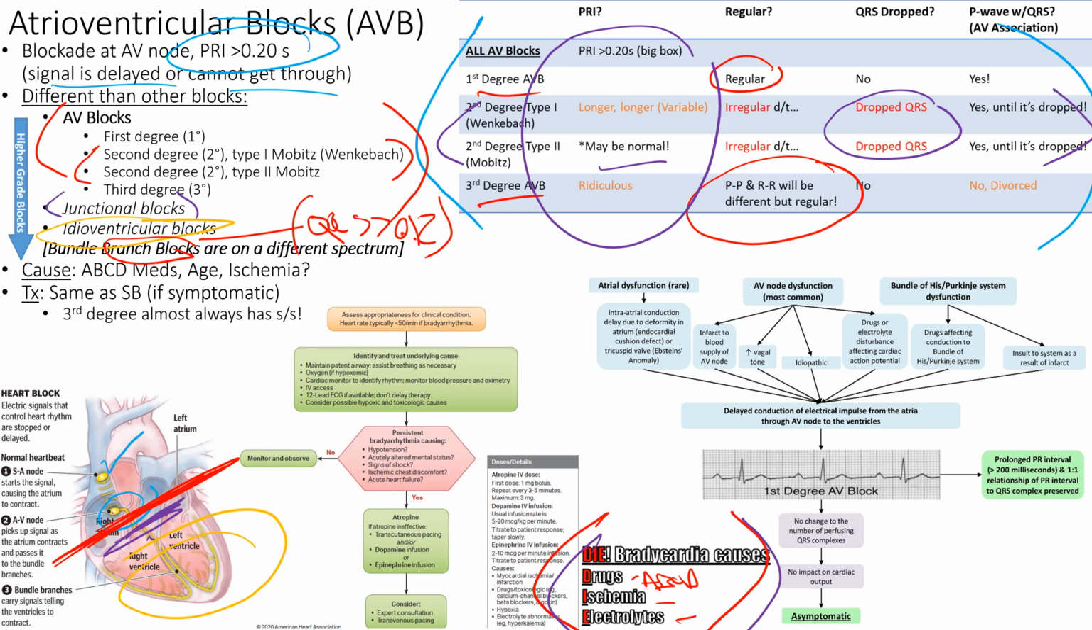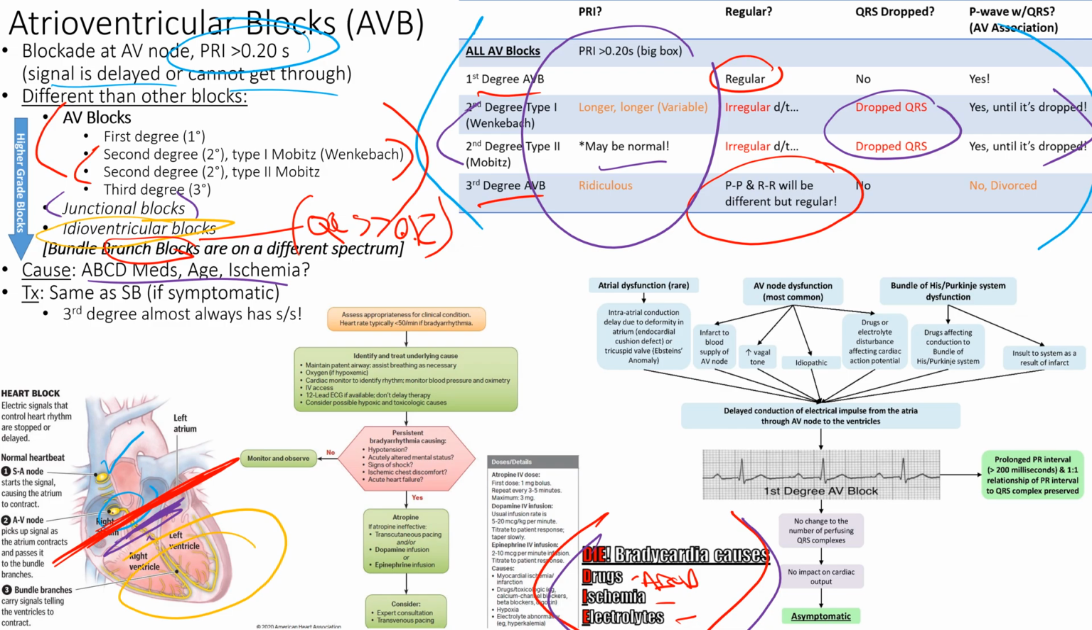Bundle branch blocks you can ask in clinical. You can ask your clinical instructor to show you what bundle branch blocks look like, how to figure if it's right or left and such, but that's not something we're going to be worried about or testing on. Okay, so the cause, there's our ABCD meds, right? ABCD meds, drugs, ischemia, or electrolytes, and the treatment is the same as sinus Brady.